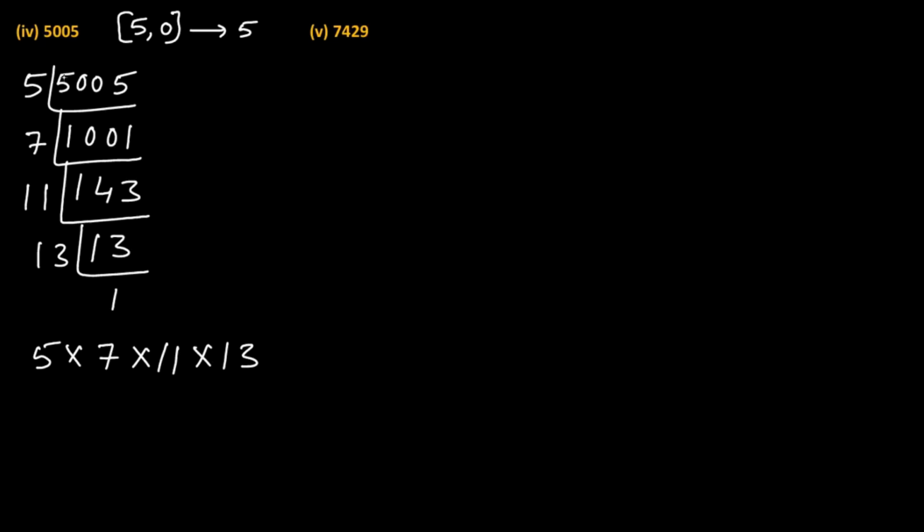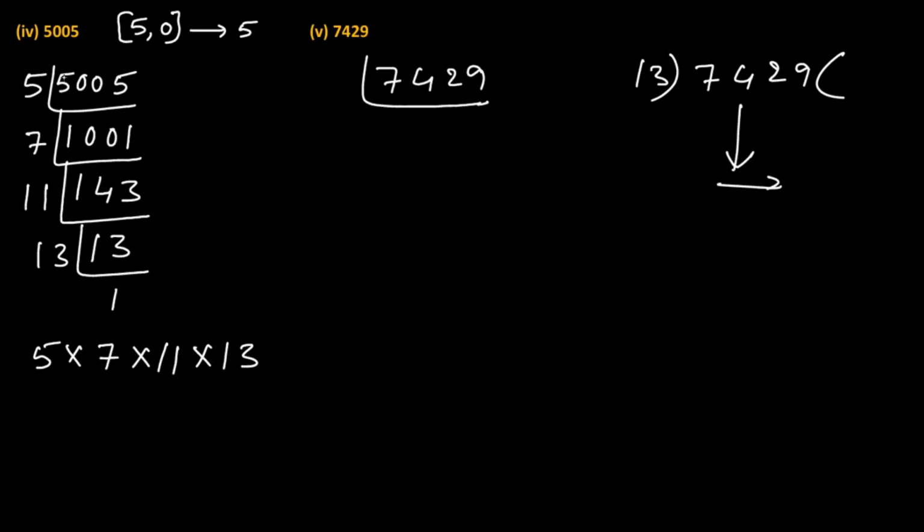What is the next one? 7429. Now it is not an even number. And also in the unit digit, there is no 5 or 0. First, let's check with the 3 table. It is not going in the 3 table. And then 7, not possible. So let's check in the 13 table. If possible, 13 table. Let's see. If you do in the 13 table, it will not go in the 13 table also. So it's the 17, I guess.